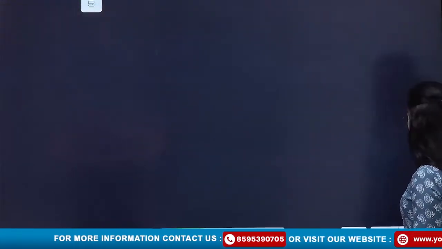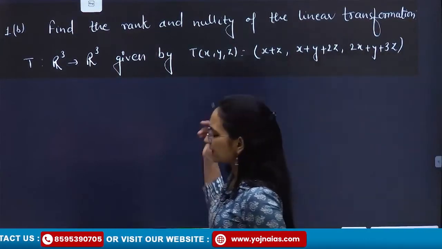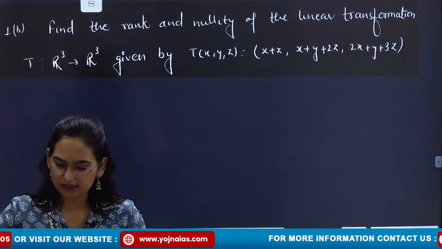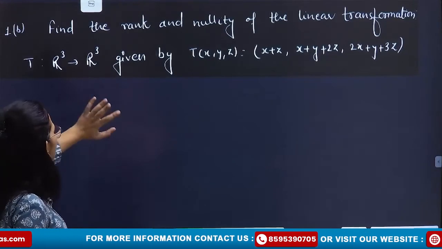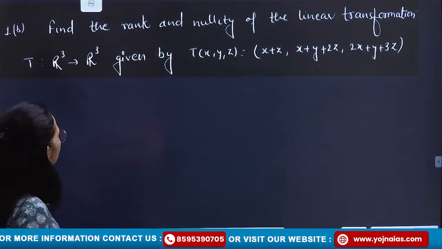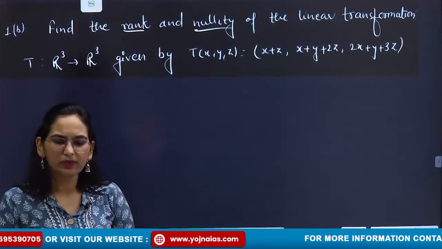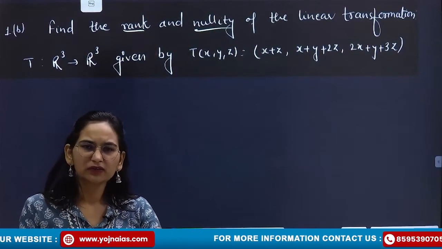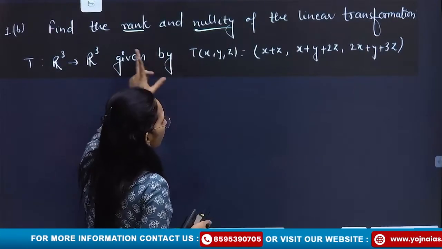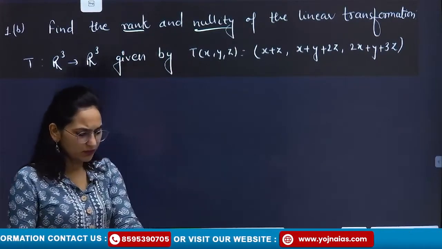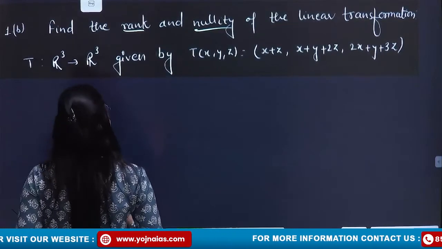Okay. Then the next question is: find the rank and nullity of the transformation. The transformation is defined in such a way. They had said to find the rank and nullity of the linear transformation. See, they asked only for rank and nullity, so we will find one of them and then apply the rank-nullity theorem. The linear transformation is given from R3 to R3, and to find the rank, we will first find the nullity, which is the easier one to find. So what is nullity? Nullity is the dimension of the null space.